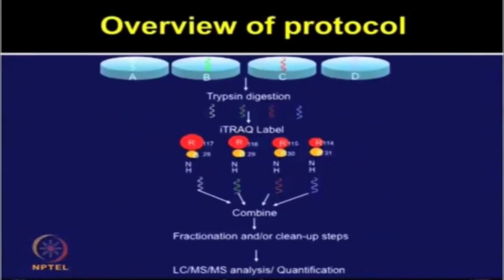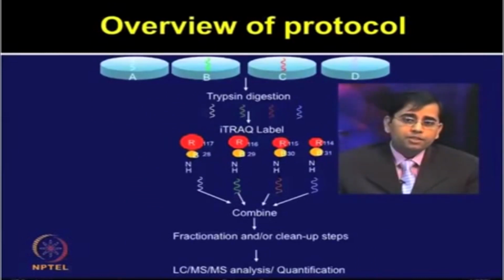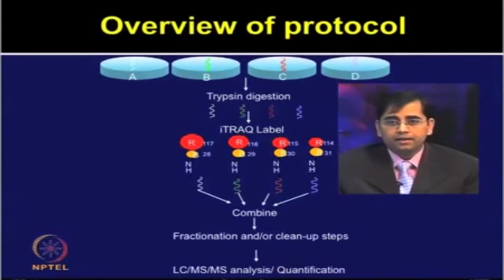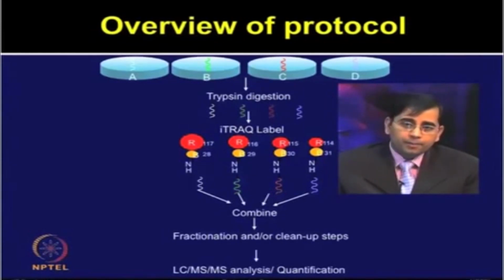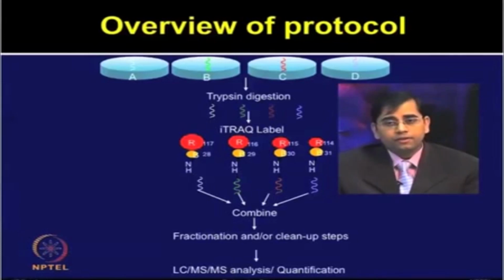Now, I think in this image the overall steps will be more clear to you. You have 4 different populations A, B, C and D. Each population is reduced, cysteine blocked, trypsin digested, and then labeled with the 4 different types of iTRAQ label, combined, fractionated, and further LC-MS analysis can be performed and quantitation can be obtained.